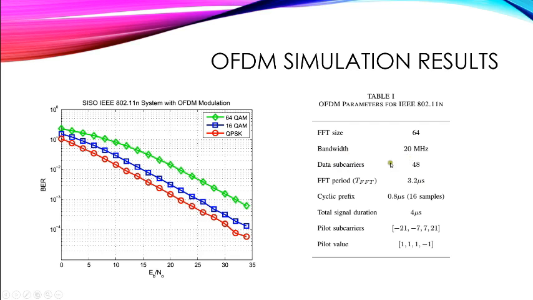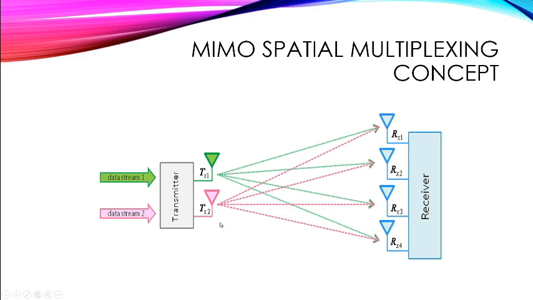using the parameters for OFDM for the IEEE 802.11n, I simulated my system in MATLAB, and I added the cyclic prefix, which is equal to 16 subcarriers, and the total signal duration is 4 microseconds, considering the FFT period and the cyclic prefix. And we have here the performance. Of course, QPSK will be better, but we can see that with OFDM we can overcome the fading of the channel. So now I'm going to introduce the MIMO spatial multiplexing concept.